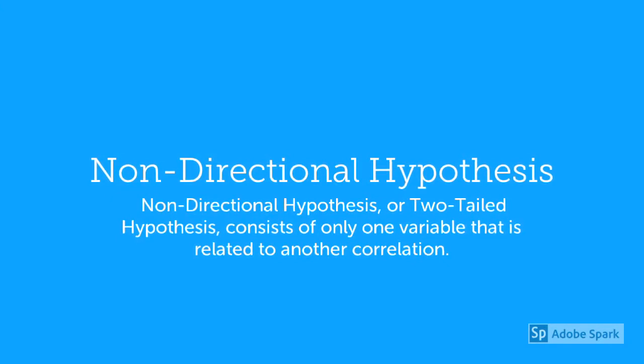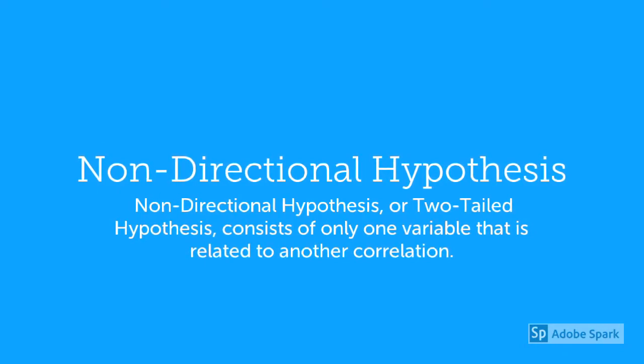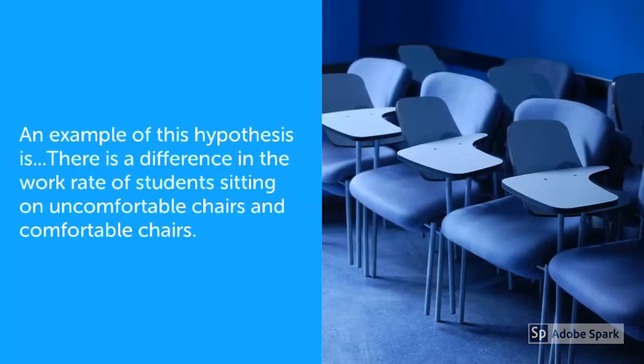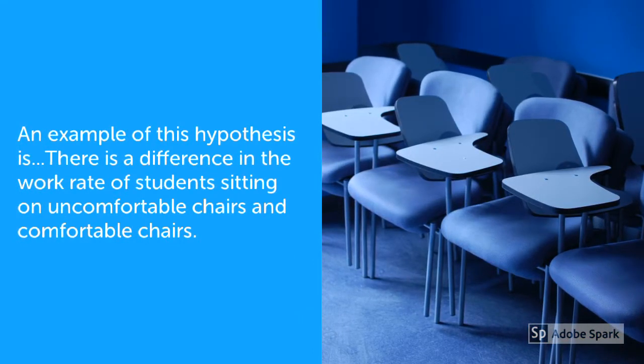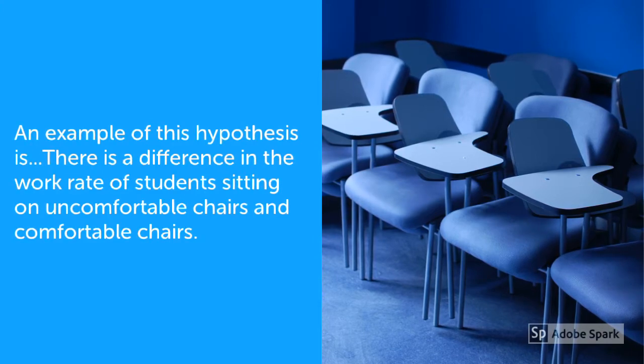Non-directional hypothesis. Non-directional hypothesis, or two-tail hypothesis, consists of only one variable that is related to another correlation. An example of this hypothesis is there is a difference in the work rate of students sitting on uncomfortable chairs and comfortable chairs.